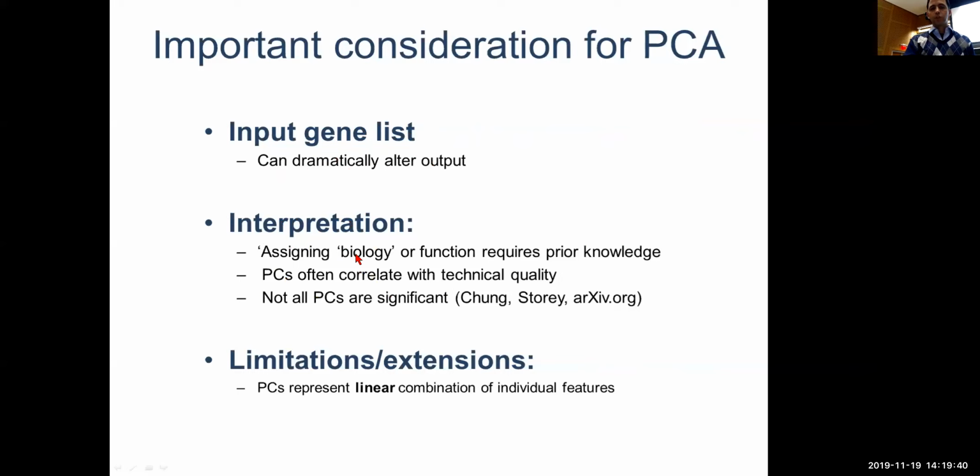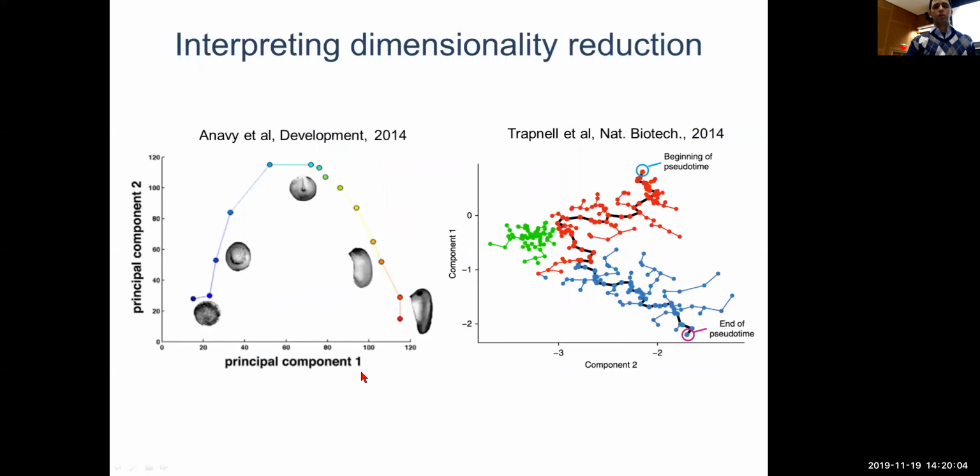You can assign different biological or functional interpretations to these PCs. These sometimes correlate with technical quality. Basically, some PCs are simply reflecting batch, and not all PCs are in fact significant. And there are major limitations: principal components represent a linear combination of these individual features, but some of these combinations might actually be nonlinear.